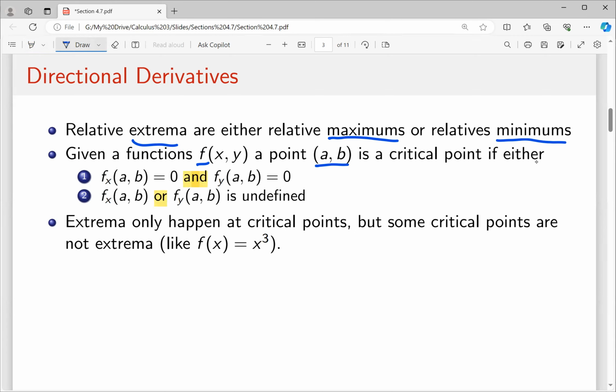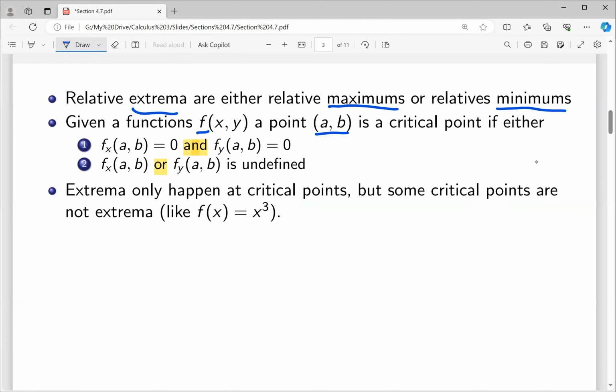Extrema only happen at critical points, but some critical points are not extrema. So for instance, with a function like this, in the one-dimensional case, you're going to have critical points there, and they're also extrema. But in the case of x cubed, that's a critical point, but not a minimum or maximum.